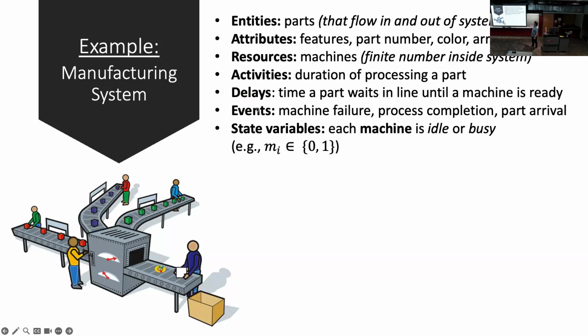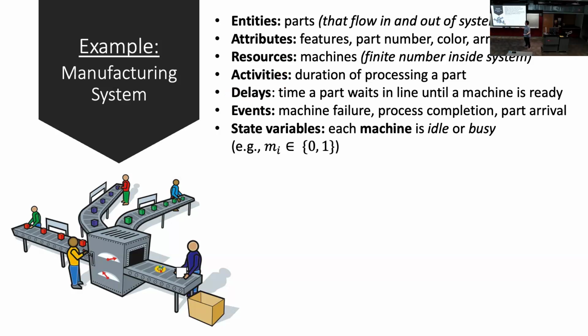Events are points in time that change the state of a system. Whenever a part arrives to the system, the state of the system increases by 1. Whenever a part departs the system, the state decreases by 1. At any instant of time, you get a change in the state of the system. We call that an event.